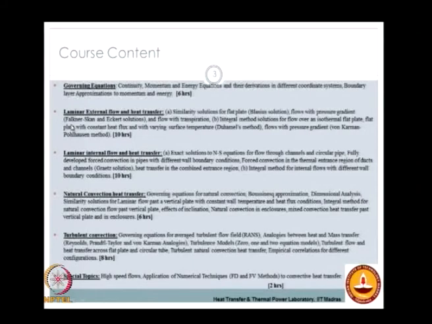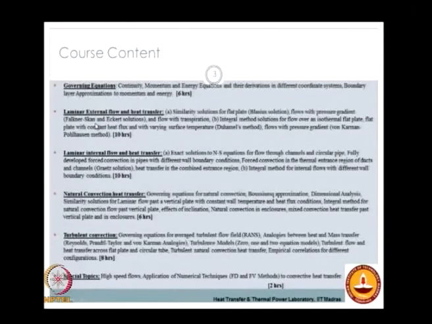The next topic that we will be looking at will be the laminar external flow and heat transfer. In this, first we'll look at the similarity solutions for flat plate, which is popularly referred to as the Blasius solution, named after Blasius, who first came up with this solution. We'll extend this Blasius solution to flows including pressure gradients, which are called the Falkner-Skan solutions. And if you have a heat transfer problem with adverse pressure gradient, it's referred to as Eckert solutions. We'll also look at the flows with transpiration in this course, and these are some of the exact solutions.